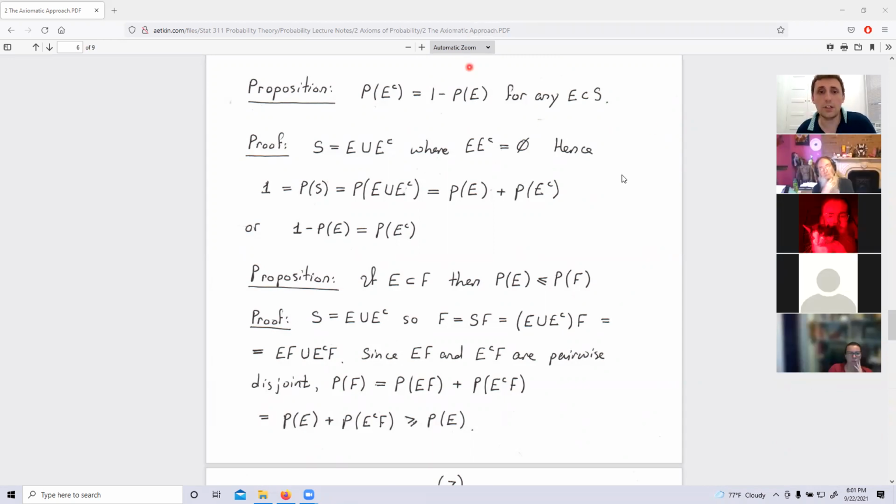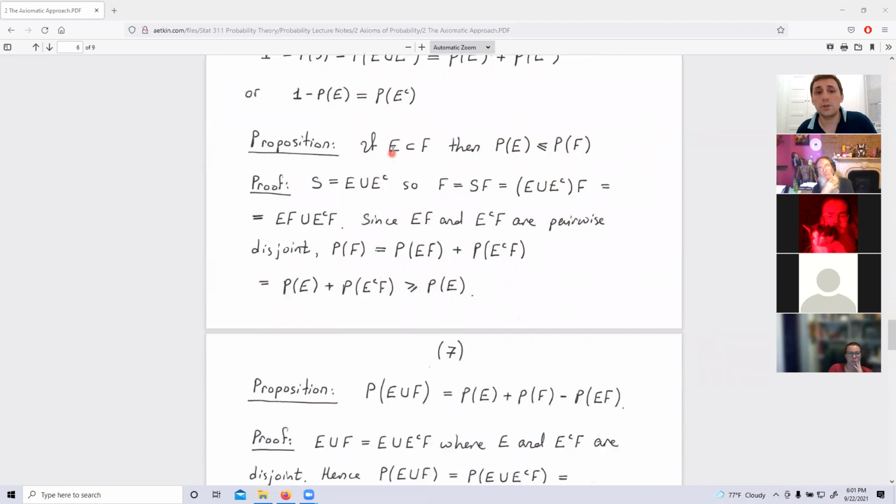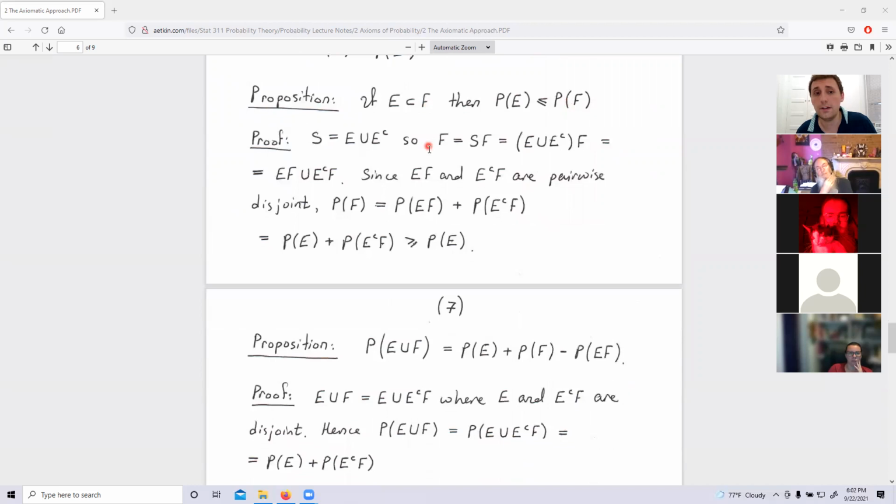So how does it work? Well, we are going to show that if E is a subset of F, then the probability of E is less than or equal to the probability of F. And how can we do that? Well, we can just simply observe. We don't even need S here. We can just observe that if E is a subset of F, then F is equal to what? It's equal to E union E complement F.